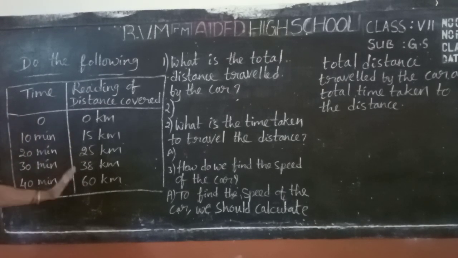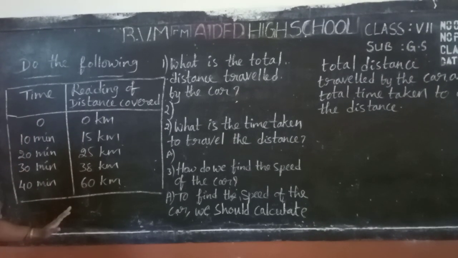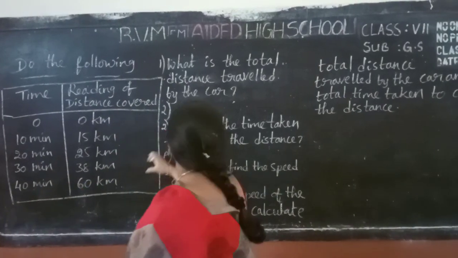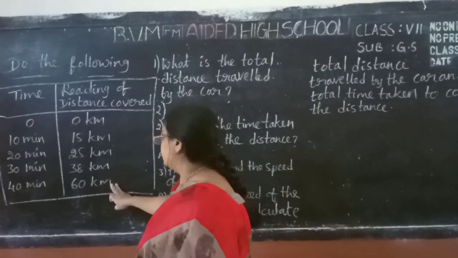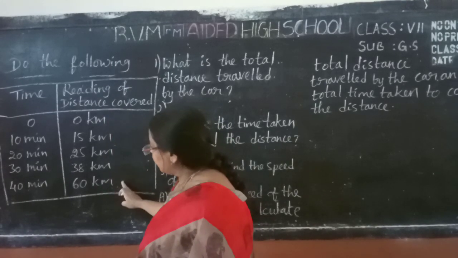Here we are taking one example: the distance of the car at different intervals of time. What is the total distance traveled by the car?